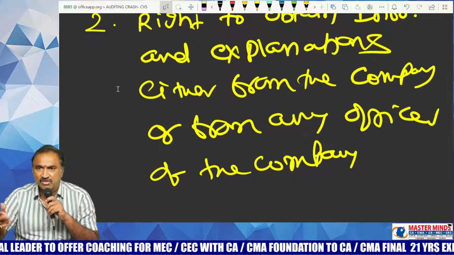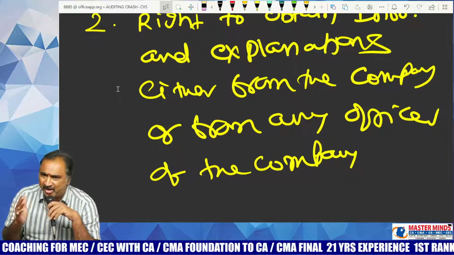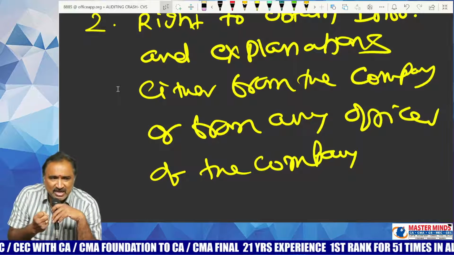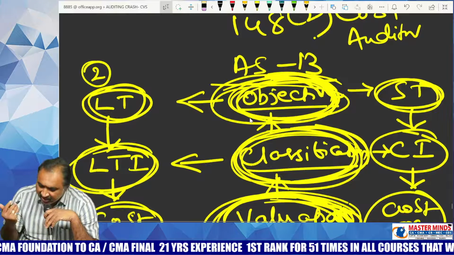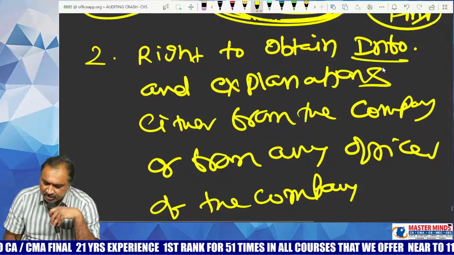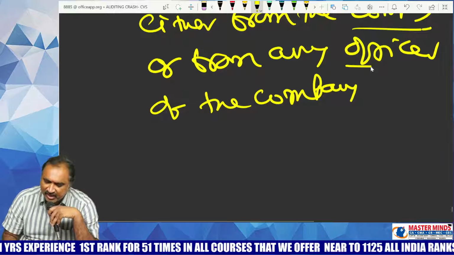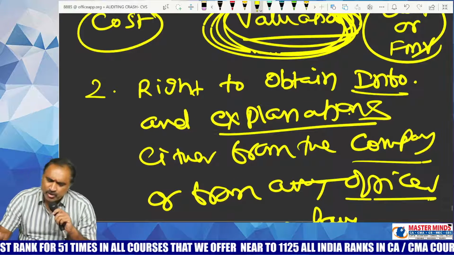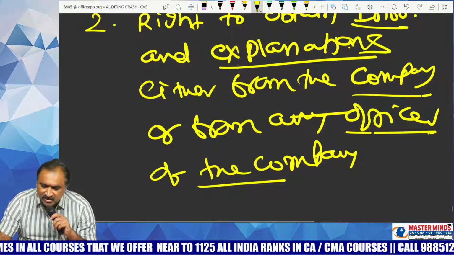For the reasons that just now I explained to you, even if all the books and other related records are provided to the auditor, even if the auditor verifies all the books and other related records, the auditor cannot be in a position to identify what exactly was the objective behind purchase of investment. To get that information, the auditor should be given a right to obtain that information or explanations either from the company or from any officer of the company. Therefore, the auditor has been given another right called right to obtain information and explanations either from the company or from any officer of the company.